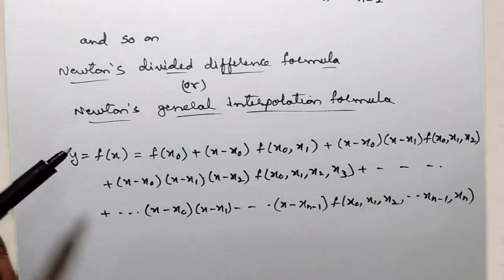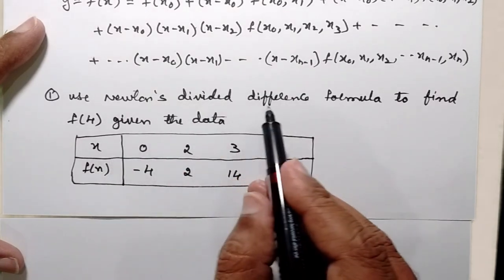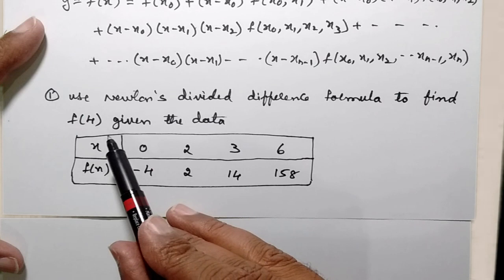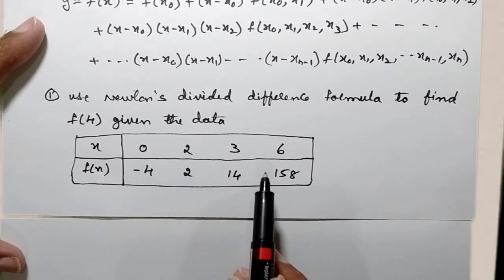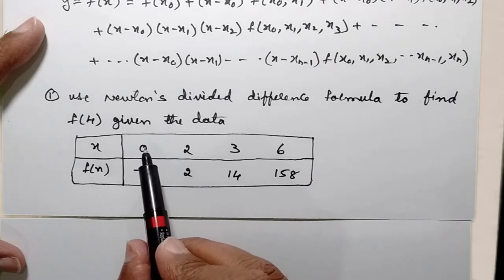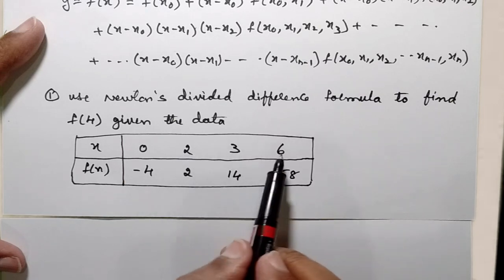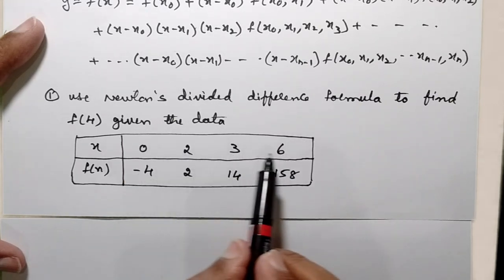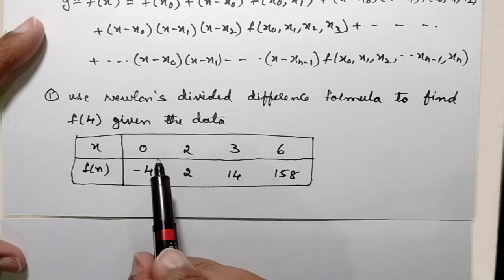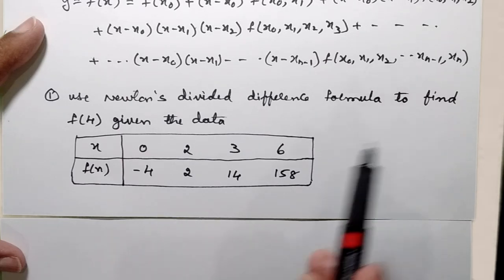So let us take a few examples based on Newton's divided difference formula. The question is, use Newton's divided difference formula to find f of 4 given the data. The values of x are given, the values of f of x are given. Try to observe these values of x. 2 minus 0 is 2, 3 minus 2, the difference is 1, 6 minus 3, the difference is 3. So the difference is not common here. So they are unequal intervals. If they are unequal intervals, you can use Newton's divided difference formula.